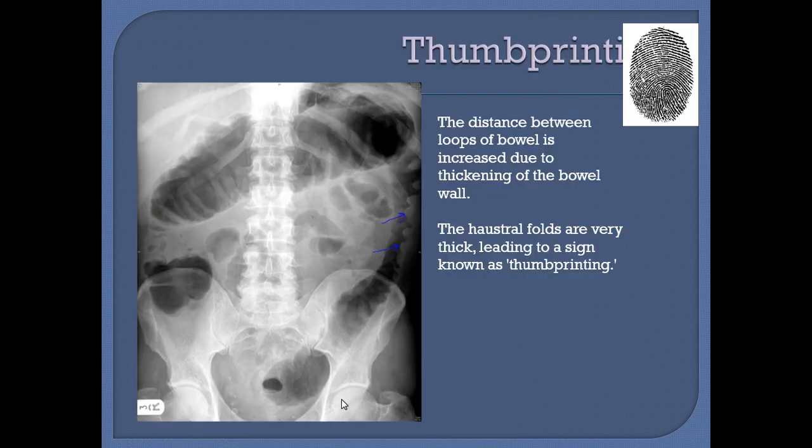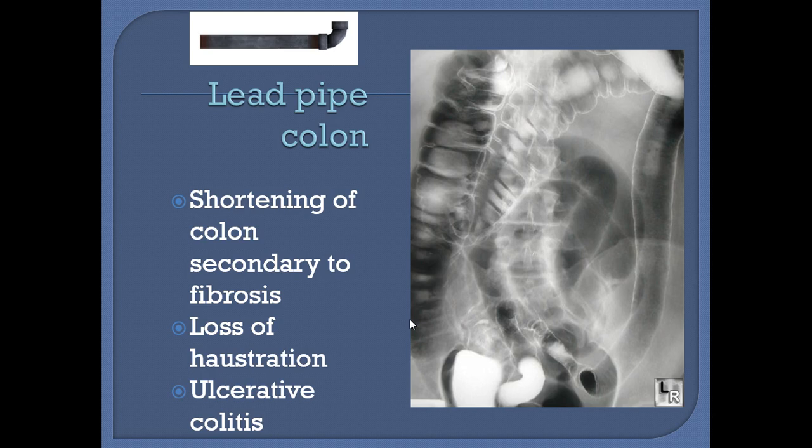Thumb printing is another pattern which we observe. In the bowel loops, you can see this thing, thumb printing. The wall is so much thickened, it will create this pattern. The haustral folds are thickened and acquiring the thumb printing pattern, usually in bowel ischemia.